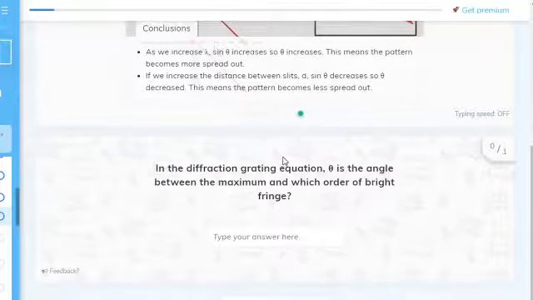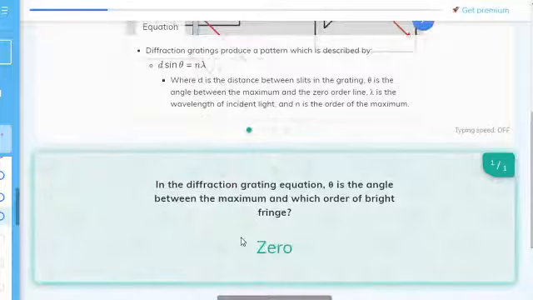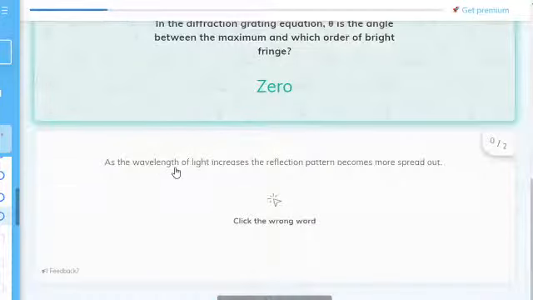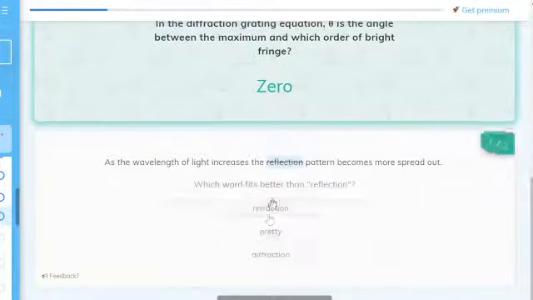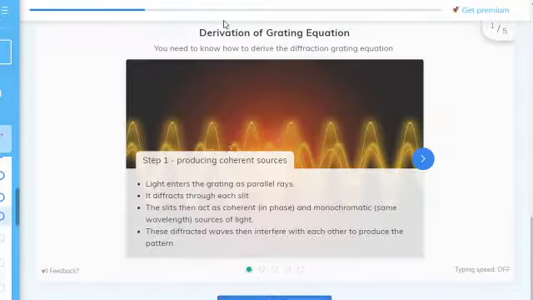Theta is the angle between the maximum and which order? The 0 order. As the wavelength of light increases, the diffraction pattern becomes more spread out. It's the diffraction pattern. Simple.